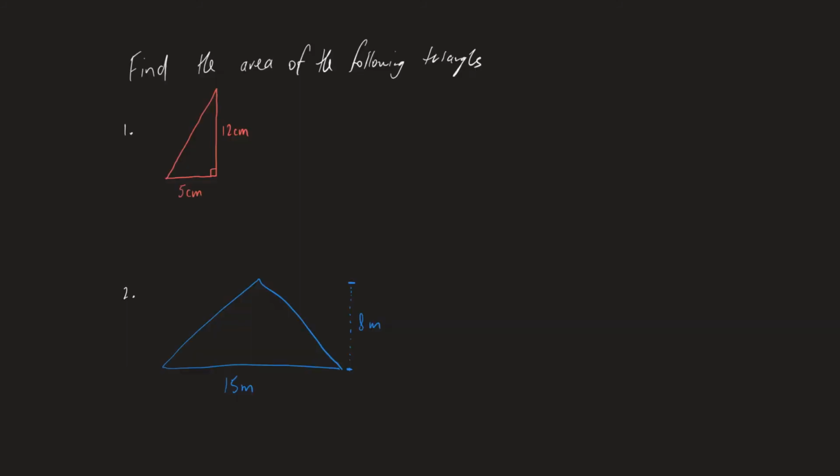So now what I want you to do is use that formula to try and apply it to these two triangles to calculate the area. So the first one, the height is 12, the base is 5. And the second one, the base is 15 and the height is 8. So pause the video and have a go at that now.